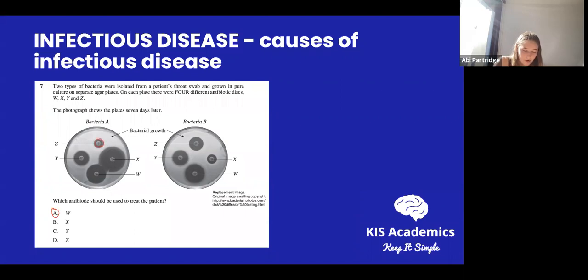because it's much smaller. It's not great at fighting off the bacteria, and same over here. Y is also consistent, but it's less than W, so not quite as great. And then X, you can see here, it is really good at one of the bacteria, but the other one, really not great. So it wouldn't be good at fighting off bacteria B. You'd want to go with the one that's consistently good at both of them, which is W.